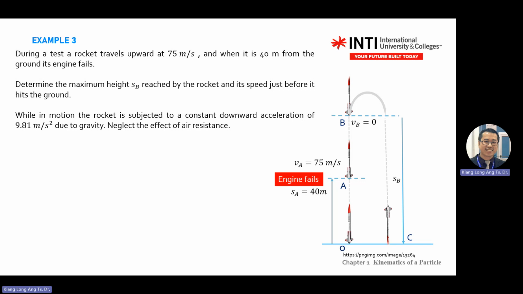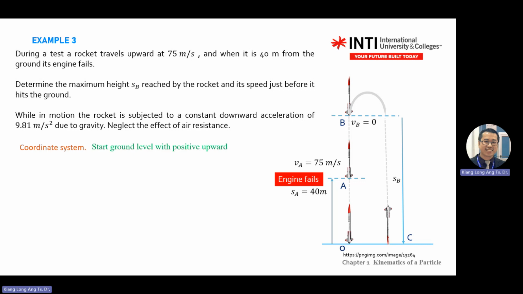Okay, what are the steps you need to do? While in motion, the rocket is subject to a constant downward acceleration of 9.81. Means gravity always pulls things toward the ground, point O here. Once it starts to shoot up, there is a constant acceleration acting on the object. Ignore air resistance for this moment.